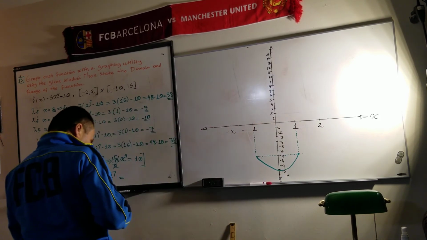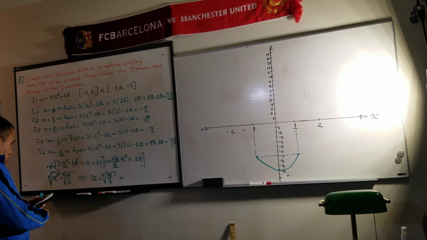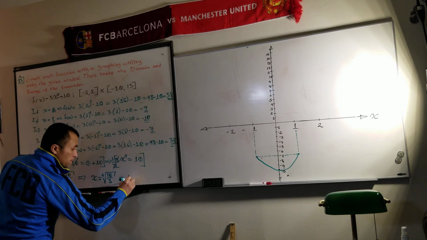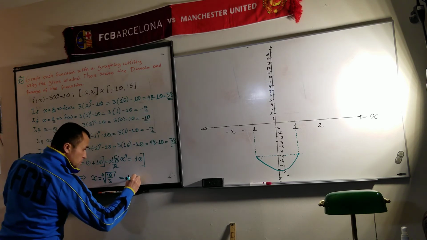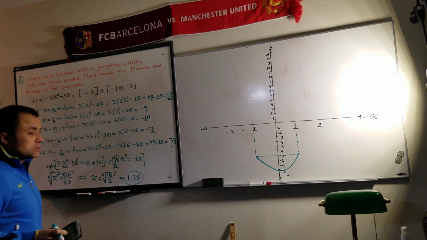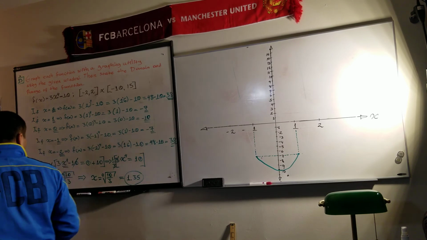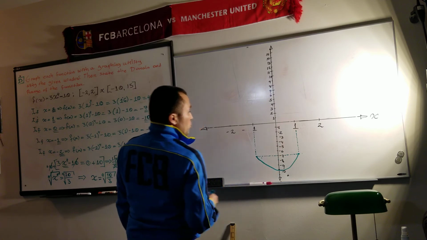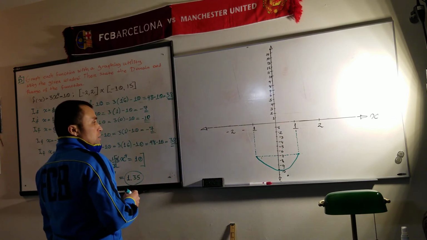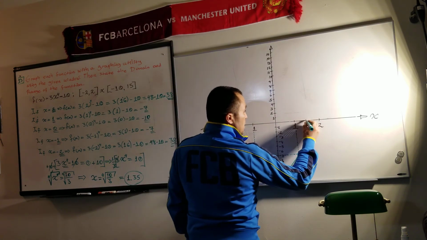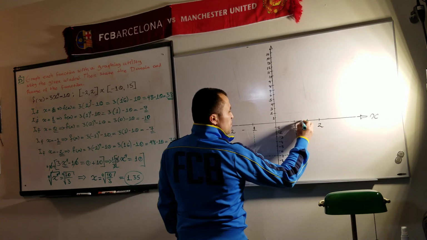The fourth root of 10 divided by 3, and the numerical number is 1.35. So that means that at 1.35 the function is going to cut the x-axis. We have over here 1.5, so 1.35 is going to be about here.